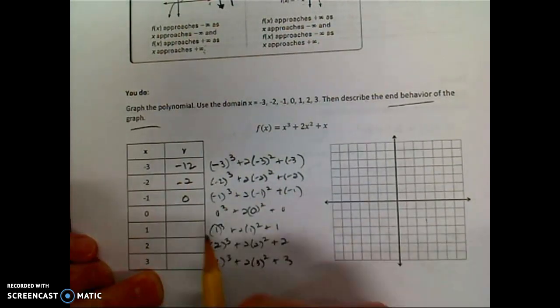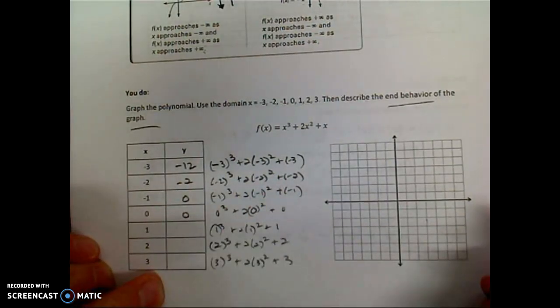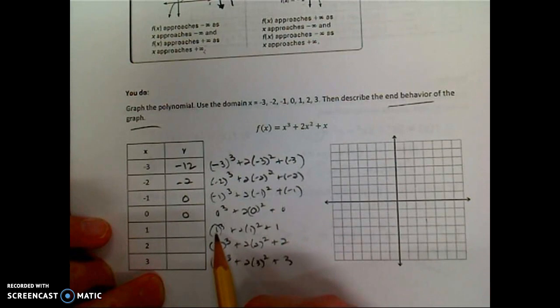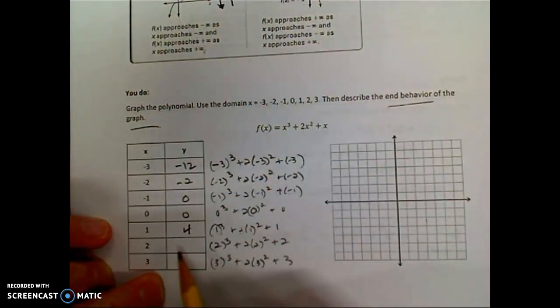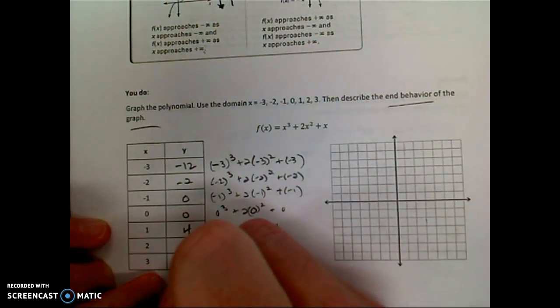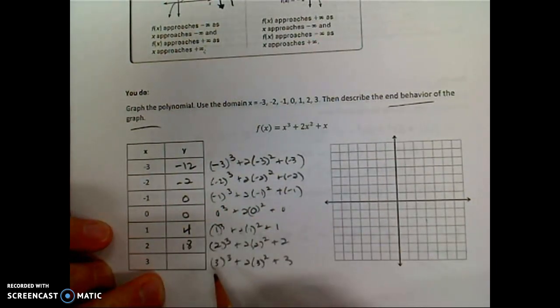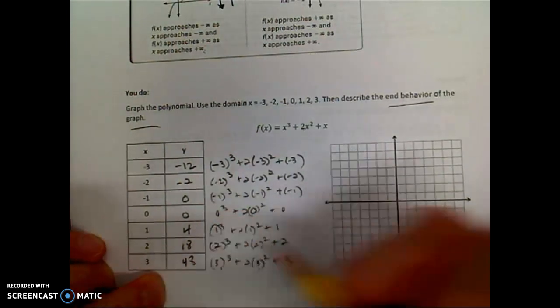gives 0. When I substitute 0 in, I get 0. When 1 goes in, 1 to the third is 1, plus 2 times 1 squared. 1 plus 2 is 3, plus 1 more makes 4. For 2, I have 8 plus 8. 16 plus 2 more is 18. And when 3 substitutes in, this graph really rockets. 27 plus 2 times 9, 18. 27 and 18. Right? So that's 45 plus 3 more makes 48.